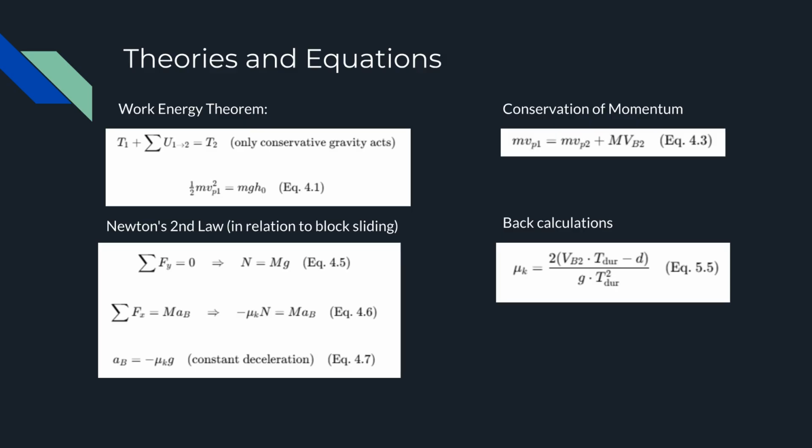It was calculated that the pendulum drops from 0.5 meters, giving 3.13 meters per second, rebounds from 18 centimeters at minus 1.88 meters per second. Conservation of momentum gives the block 8.35 meters per second. The back calculated mu k gets 0.3.